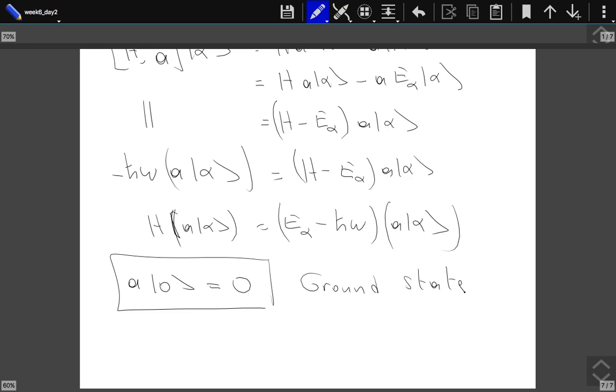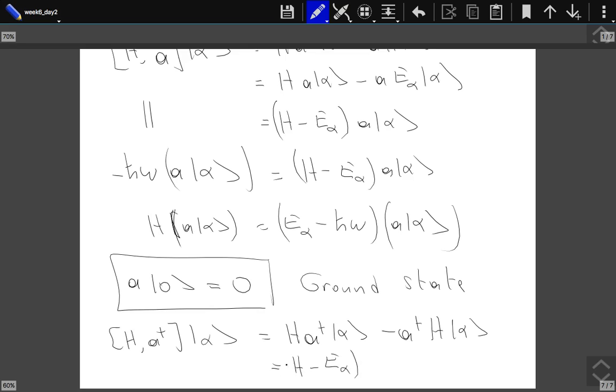Now let us do the same thing for H A dagger. Now H A dagger acting on any alpha will be, on one hand, H A dagger acting on alpha minus A dagger H acting on alpha. Well, this will be H minus E alpha acting on A dagger alpha. The derivation is exactly the same as the previous case. Nothing really changed except that A becomes A dagger.